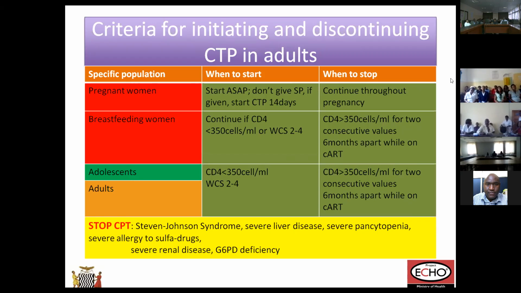Then the other indication for stopping is when the individual develops severe adverse effects such as Stevens-Johnson syndrome, severe liver disease, severe pancytopenia, severe allergy to sulfur drugs, severe renal disease, or glucose-6-phosphate deficiency.